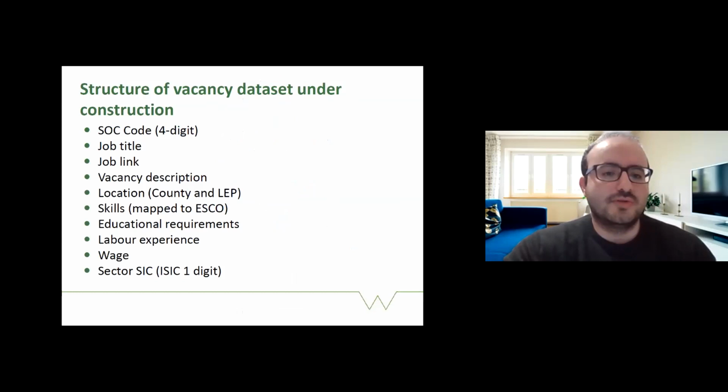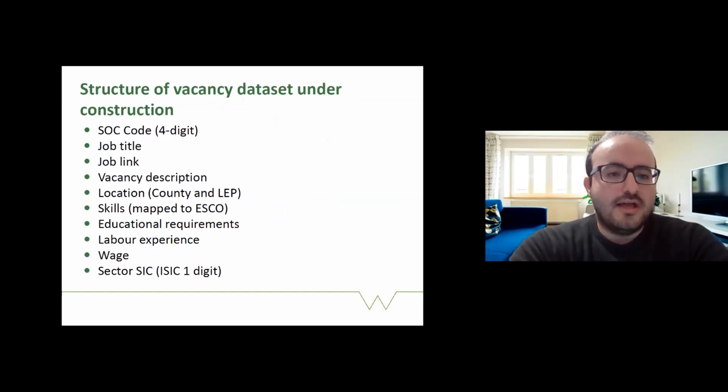So basically, just to give you an overview of the variables that we have constructed so far, we have in this database the job title, which comes from the job portal. The job title, I think, is one of the most important variables because it gives you the opportunity to know the occupation, and the occupation is linked to skills information and tasks information. So what we are doing is coding these job titles into SOC to 4-digit level.